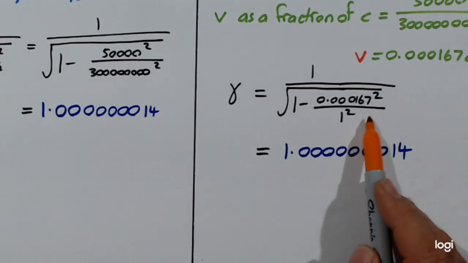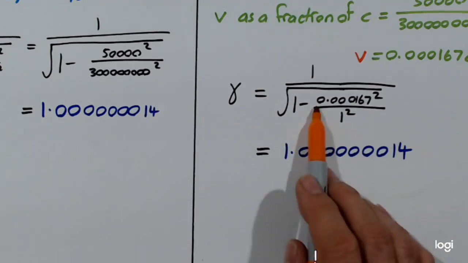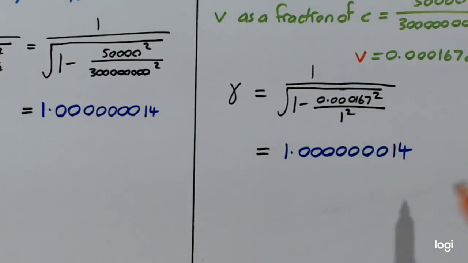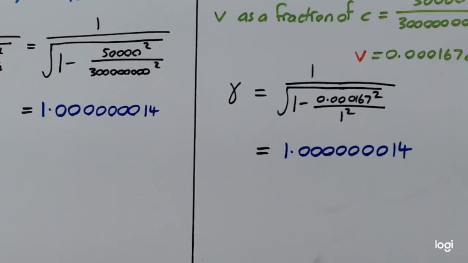In some cases, it makes it way easier to do. In this case, that's still a pretty yucky number on the top. Doesn't make any difference though. Still get the same answer. So that's question 2.